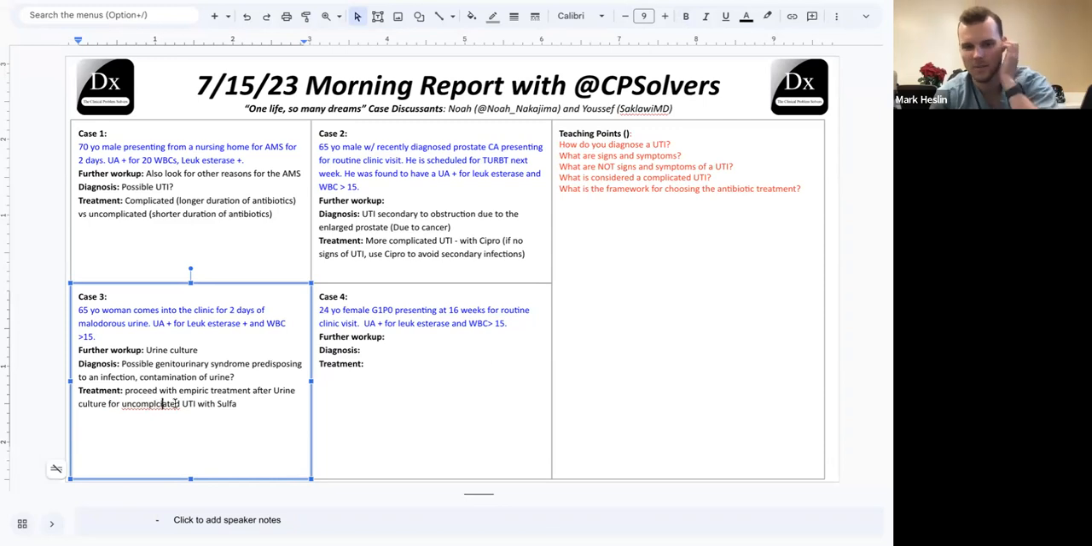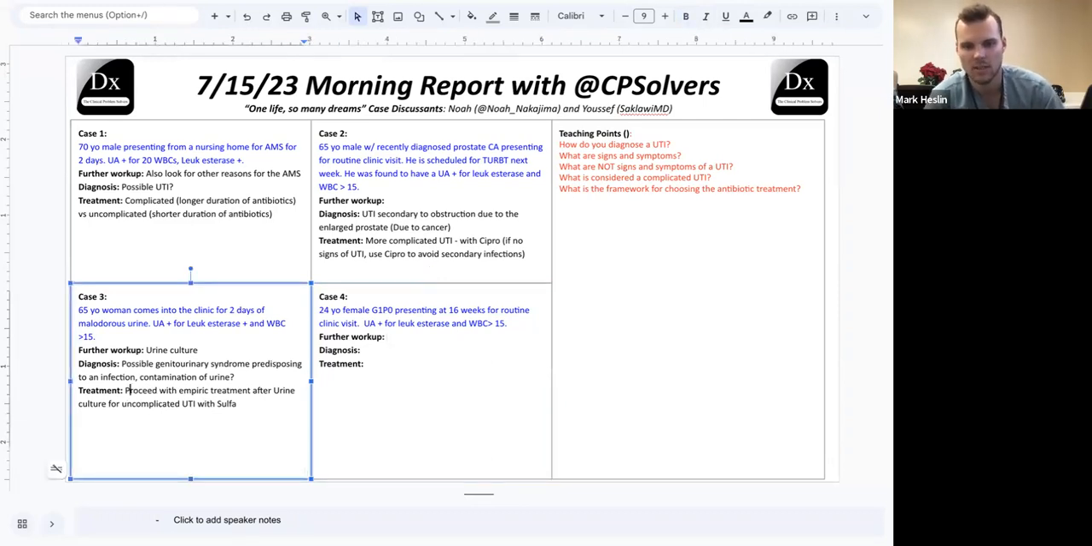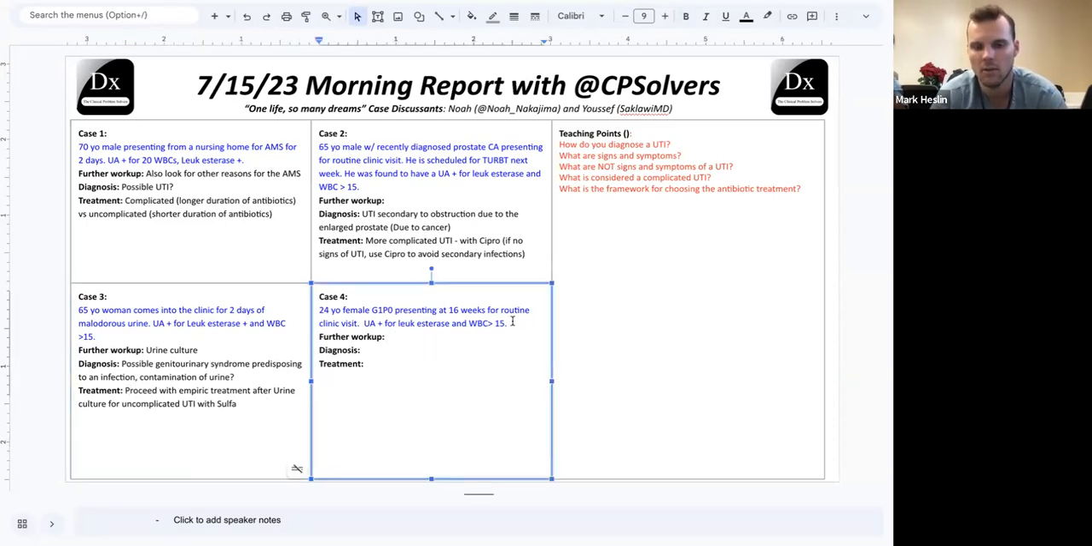Yes. So we have case 4, a 25-year-old female, G1P0 at 16 weeks, for a clinic visit, and she has a UA with leukocyte esterase and white blood cells greater than 15. So for this patient, we can't formally diagnose a UTI right now. We would definitely like a urine culture for a few reasons.